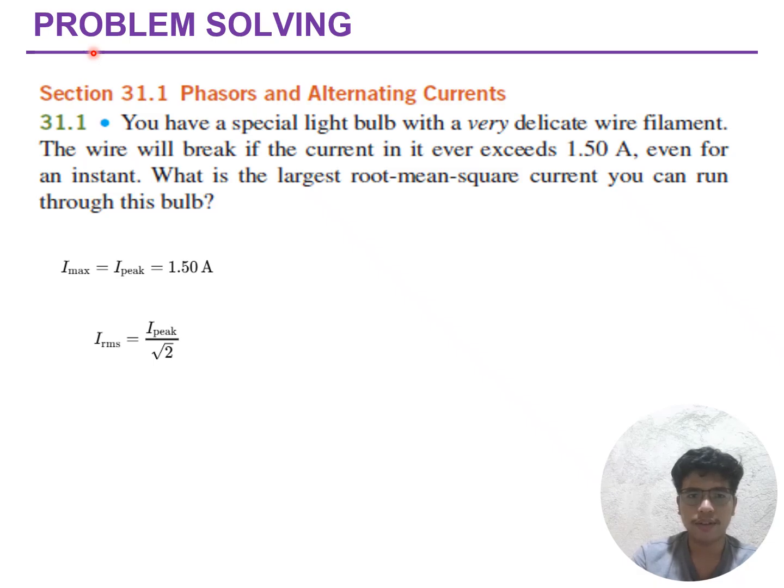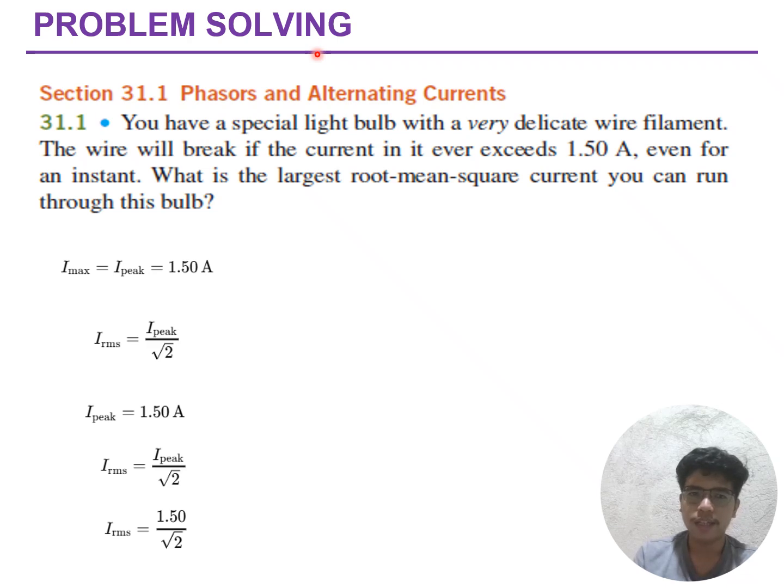For a sinusoidal AC current, we have this one. Then after that, identify what limits the bulb. The problem tells us that the filament breaks if the current ever exceeds 1.50 ampere, even for an instant. That means this value refers to the peak current, not the RMS current. So we have this, the I peak is equal to 1.50 ampere. Then after that, we need to write the RMS peak current relationship.